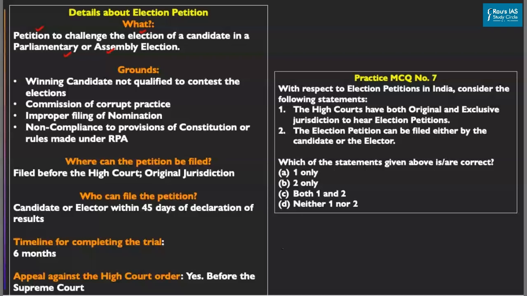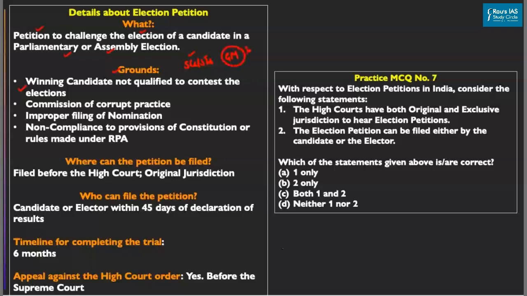The grounds on which an election petition can be filed include, first and foremost, if a winning candidate was not qualified to contest the elections. Now, for example, there are certain constituencies in India which are exclusively reserved for SCs and STs. So, if a candidate belonging to the general category contests the elections in such constituencies and wins the election, then his election can be declared null and void.